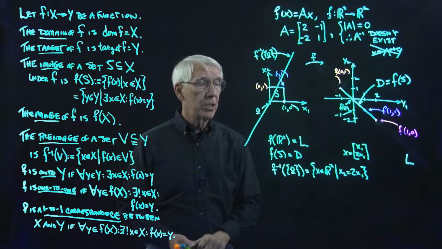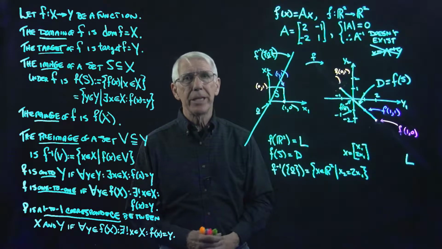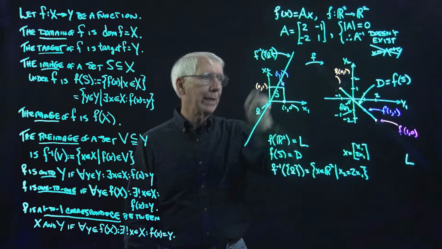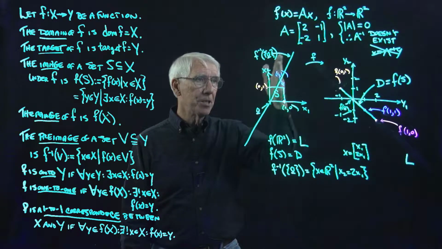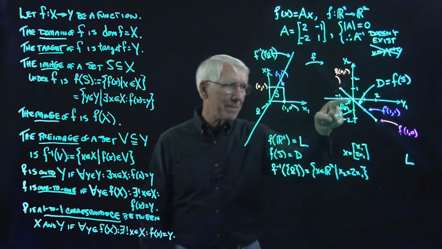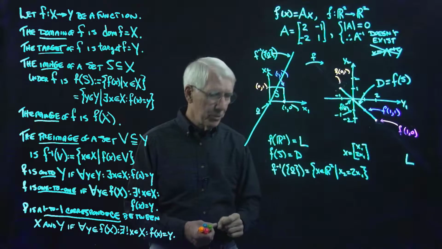We call functions that are not one-to-one many-to-one, just meaning more than one point gets mapped to the same thing over here. This is many-to-one, if you like. Lots of things get mapped to that one point, f of 0.